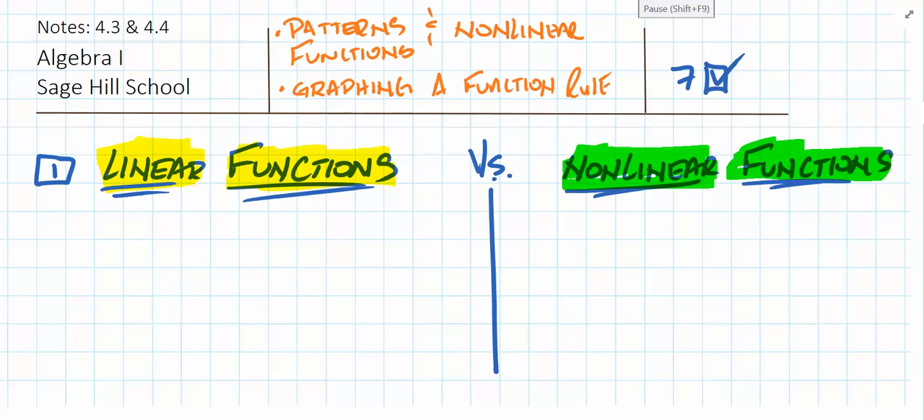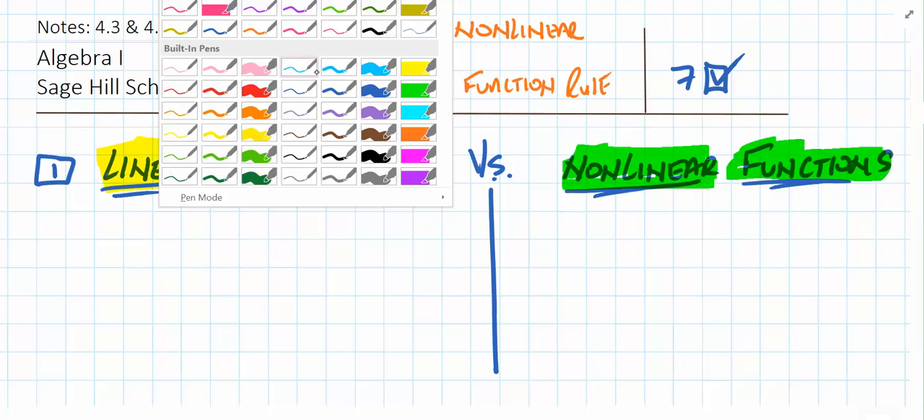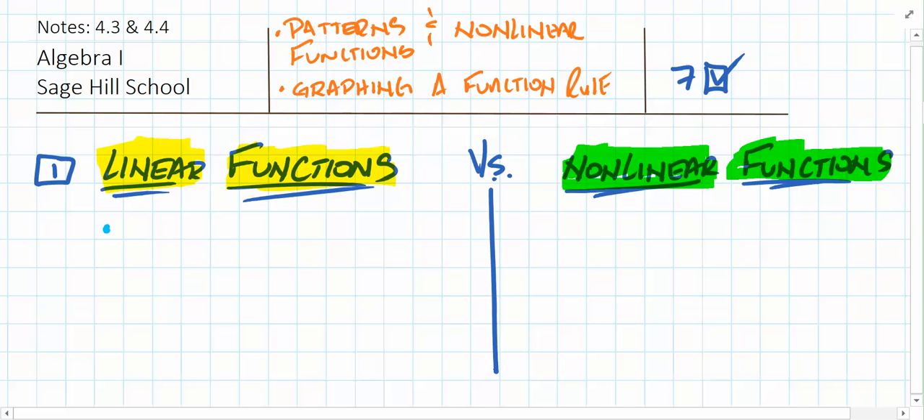Okay, so 4.3 begins by talking about the difference between a linear function and a nonlinear function. So I'll point out the differences for you here in this little example. So linear functions, well, what do their graphs look like? If you had to take a guess, what do the graphs look like?